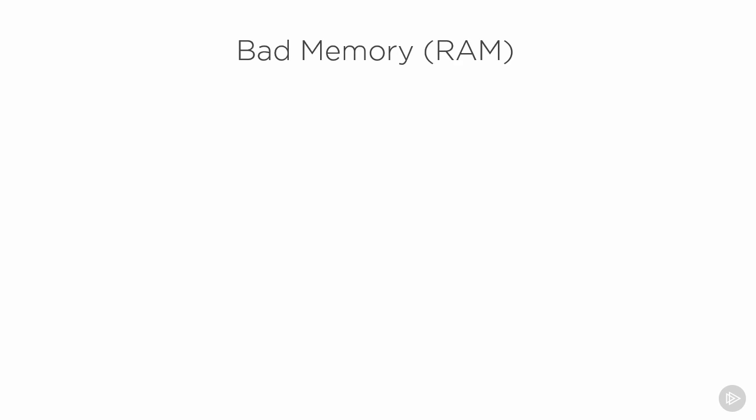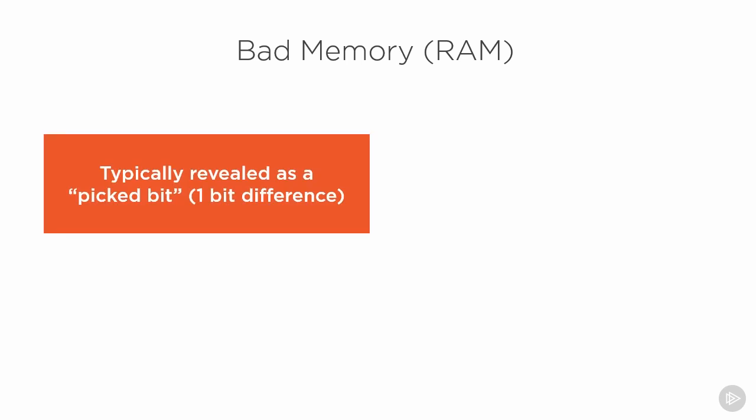So bad memory or RAM is another area that we have to watch out for. These are typically revealed in a crash as a flipped bit or a 1-bit difference. For example, if you had a data structure that contained the binary code 0111 and all of a sudden that leading 0 got turned into a 1 and the result was 1111, well, that's a flipped bit and it could very well result in a crash.